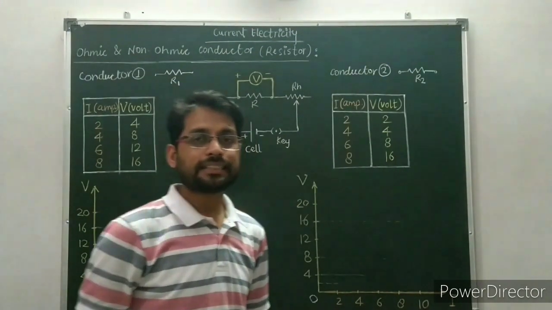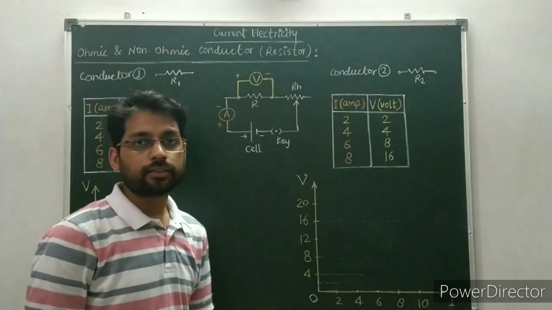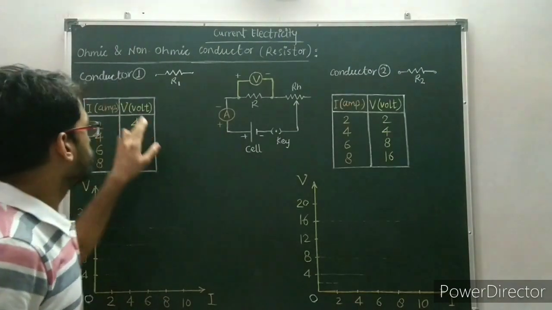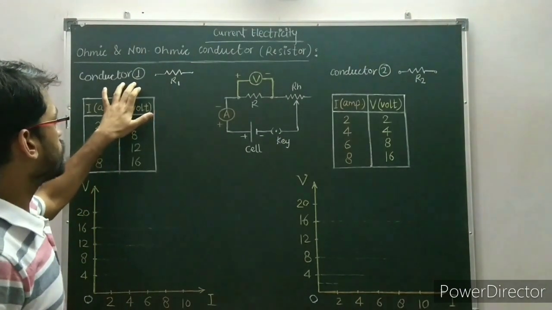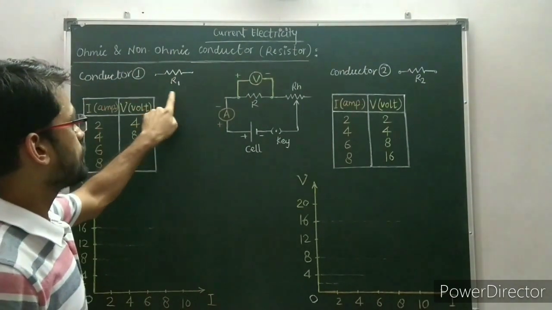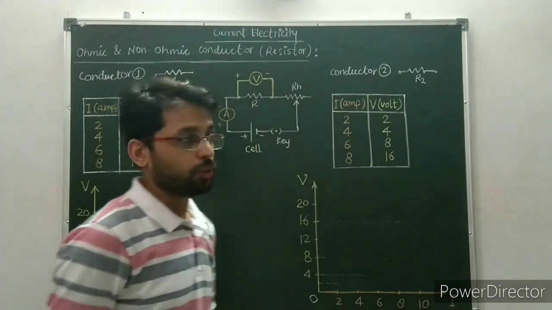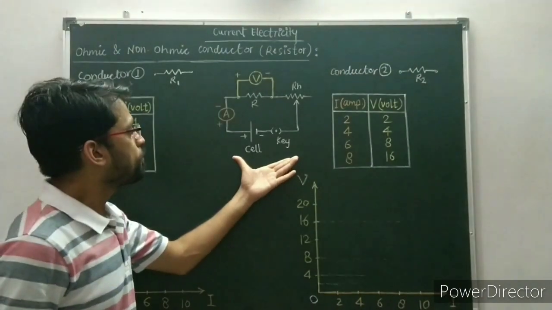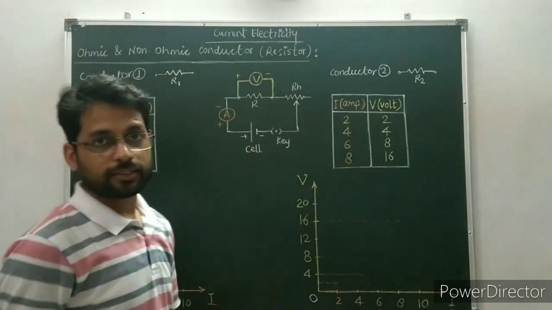Now we understand the behavior of ohmic and non-ohmic conductors or resistors. First of all, assume we have two conductors, conductor 1 and conductor 2. Conductor 1 has resistance R1 and the second conductor has resistance R2. This is a circuit diagram through which we can check the behavior of these conductors.